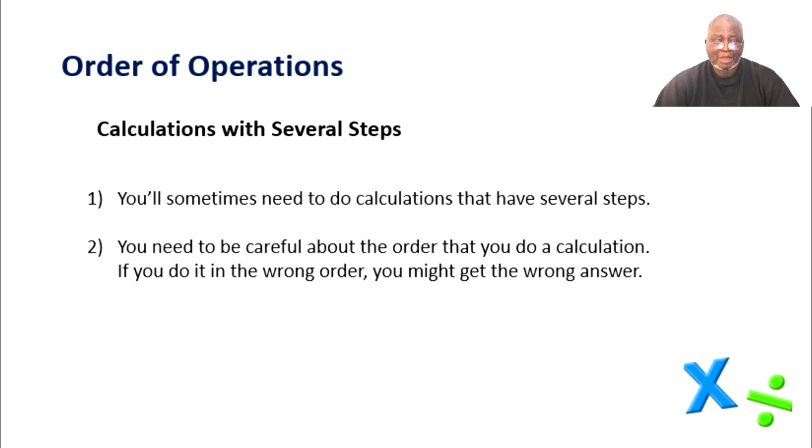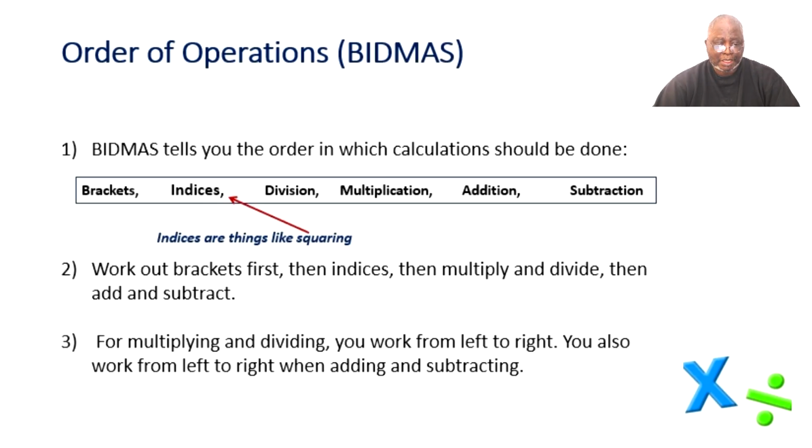This is why you have to remember the rule of BIDMAS. It tells you the order in which calculations must be done. You first of all remove brackets. Then you work out indices, that is your squares or square roots. You divide, you multiply, you add, and you subtract.